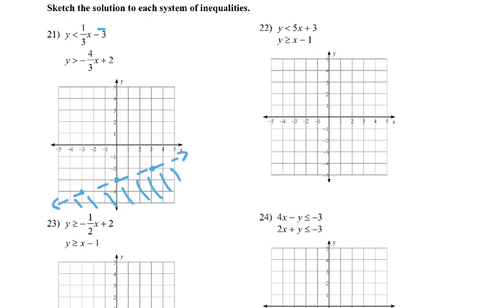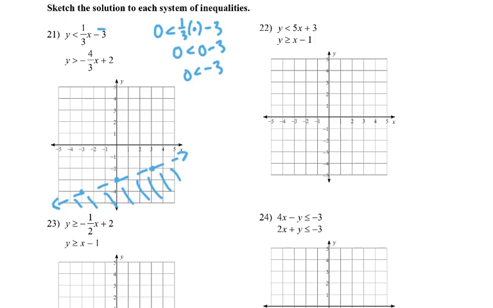If I needed a test point, I could use 0, 0, and we would find that 1/3 times 0 is 0, 0 minus 3 is -3. Is 0 less than -3? Nope, which means it's not the answer.